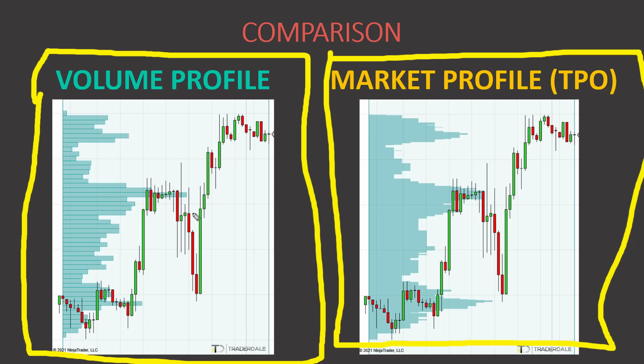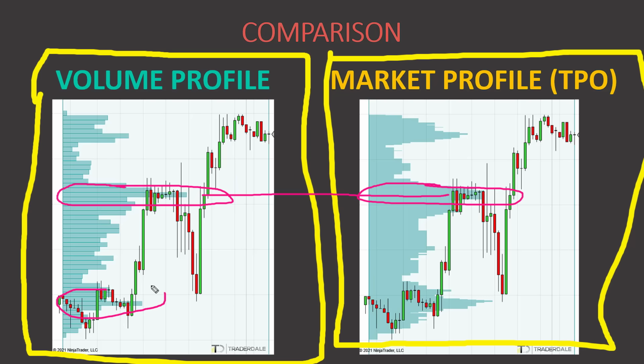You can see that volume profile is way more detailed, but the most important things, which are the heavy volume areas, stay. So this is the most important place, and it also shows on the market profile. Then this and this are also pretty important places in that profile.